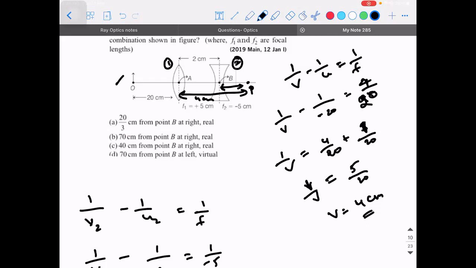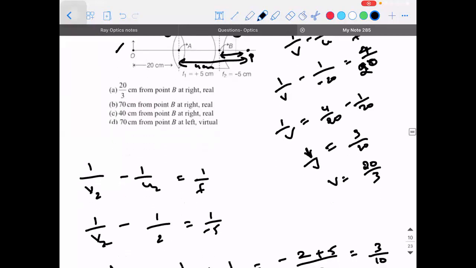Did I miss something? There is no option. 1 by v minus 1 by 20 is equal to 1 by f. I made a mistake here. Minus 1 by 20. It's 3 by 20. So it is 20 divided by 3. 20 divided by 3 is 6 point something. So 20 divided by 3 minus 2, that is 14 by 3.